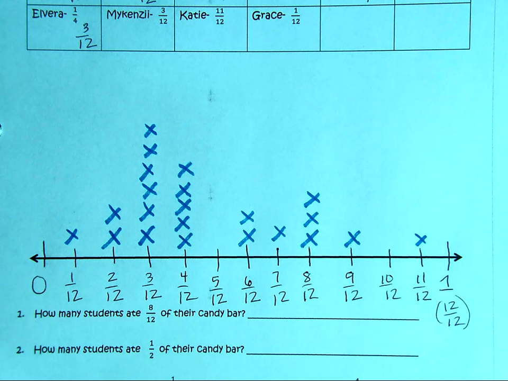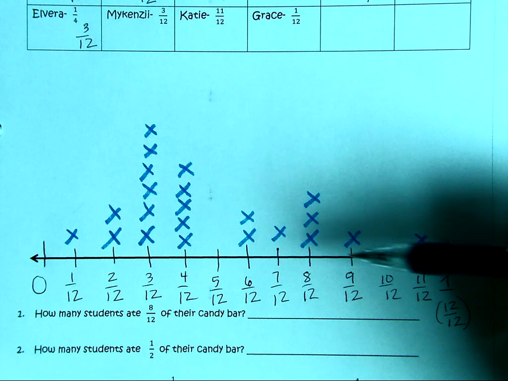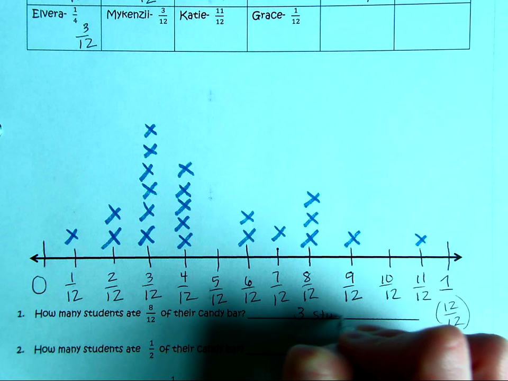Now we're going to answer some questions about these. It says, how many students ate 8 twelfths of their candy bar? So I'm going to go over to 8 twelfths and count the number of students represented there by an X. 1, 2, 3. So 3 students.